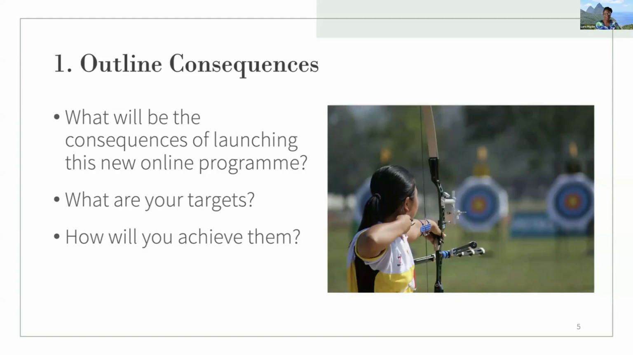So those are some of the consequences you want. You want to have a higher intake, you want to reduce costs, you want to get new target markets. So let's start thinking, drill down a little bit. What are your targets? You want a new market. How many students are you looking for? How much money are you hoping to make? These are targets, and that's why I have the lady aiming her arrow at the target.